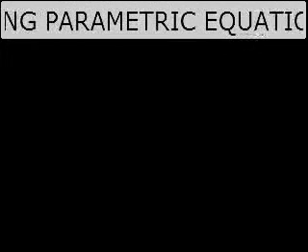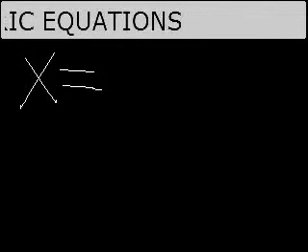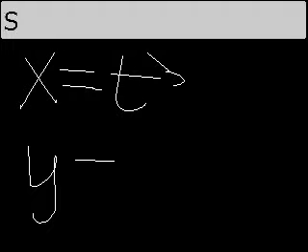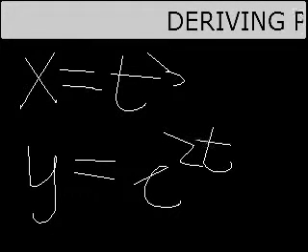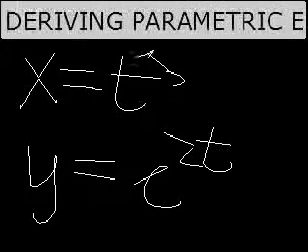Okay, so I'm going to teach you how to derive parametric equations. First, let's start off with the example of x equals t to the third, and y equals e to the 2t.